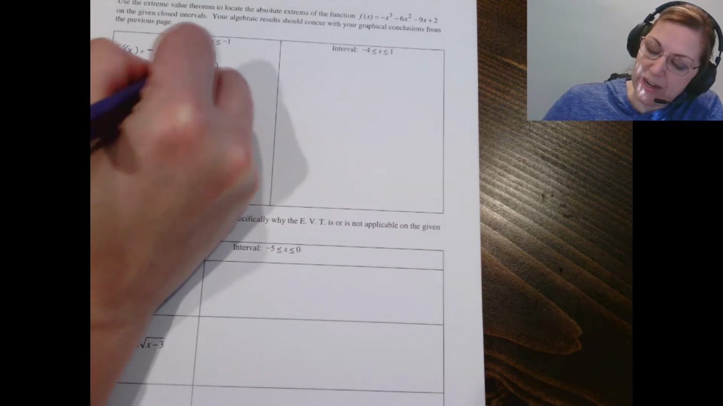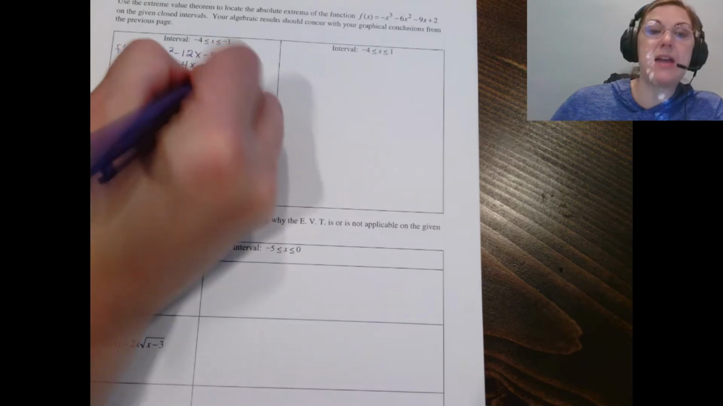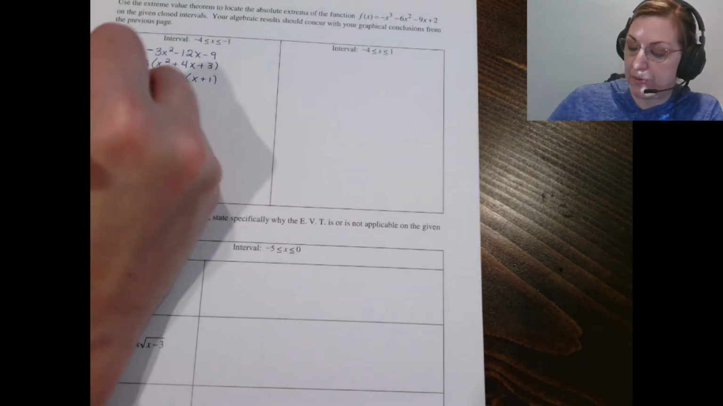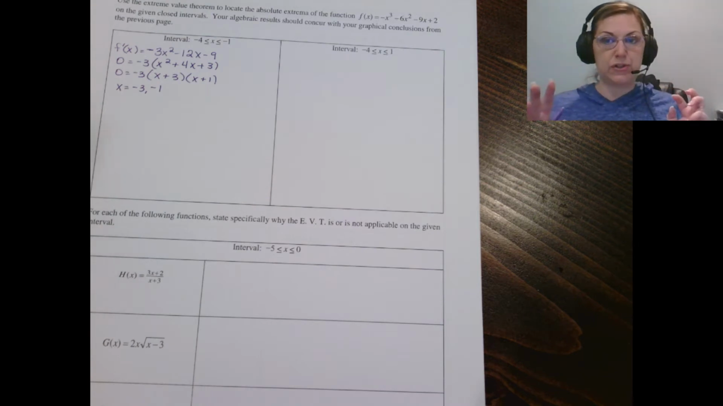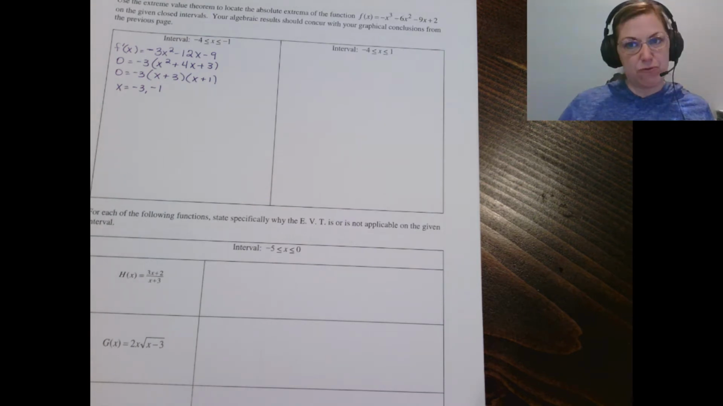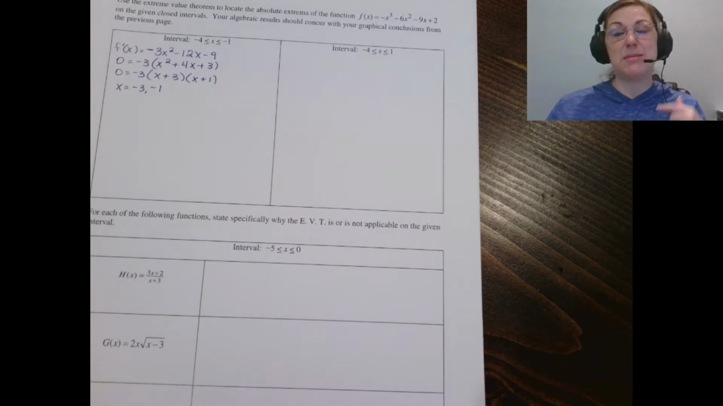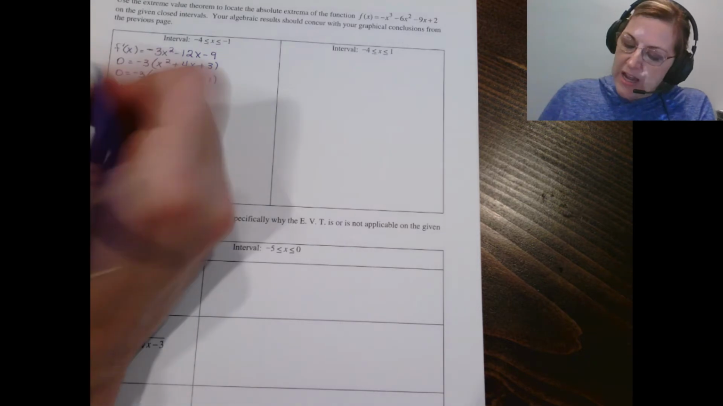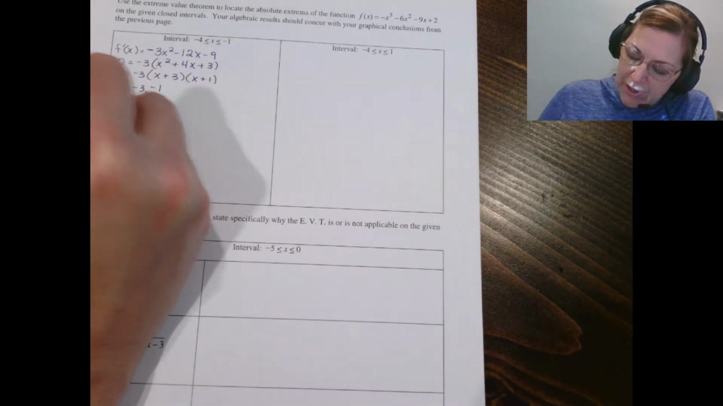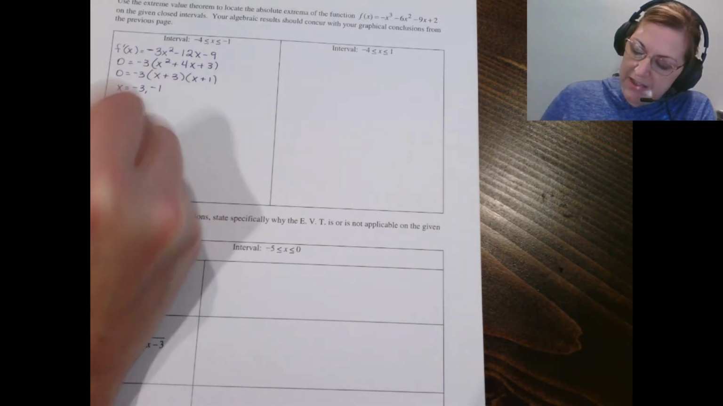Now, if I'm looking for relative max and mins, I would go ahead and put these on a number line, and I would do positive and negative, test the first derivative. But I'm not looking for relative max and mins. I'm looking for absolutes. So all I really care about is that y value at the point. And I'm going to test these critical values in the function.